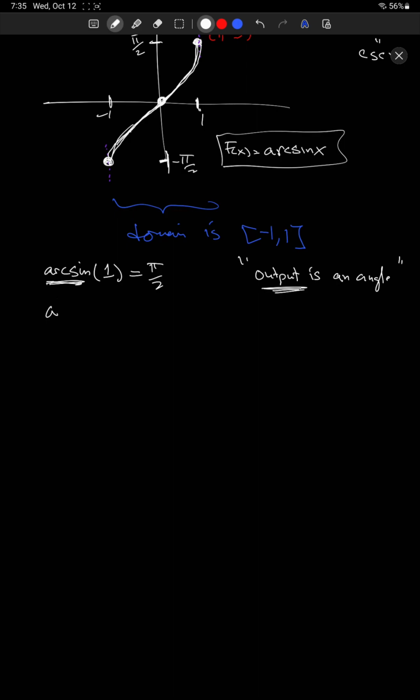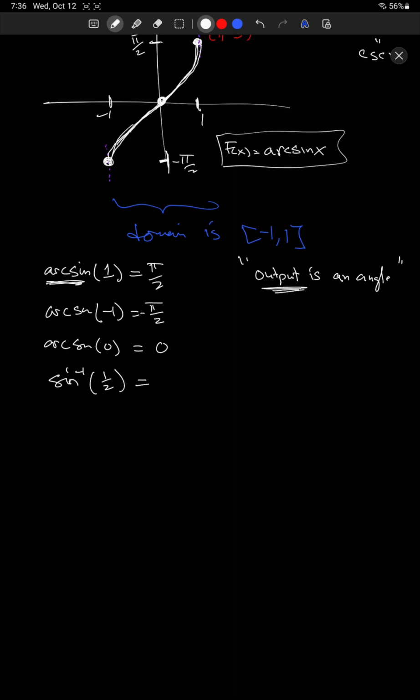Okay, another one we can just see from the picture is arcsine of minus 1 is equal to minus pi over 2. Another one we can see from the picture is arcsine of 0 equals 0. But let's do some more interesting ones. Arcsine, and let me now use the alternate notation, just so we can get used to all the different kinds of notation, of 1/2. So what is this?